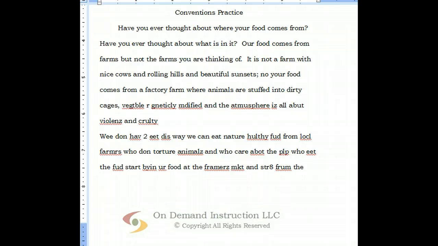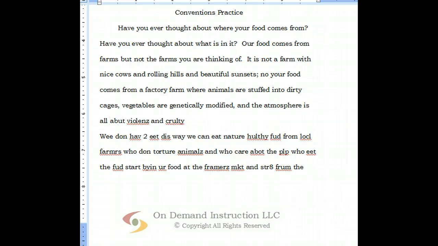We have a series coming up here. Vegetables. Oops. Vegetables are genetically. And I think they're going for genetically modified. And the atmosphere, which needs to be spelled correctly, is, I-Z looks cool, but is incorrect, so we're going to change that.